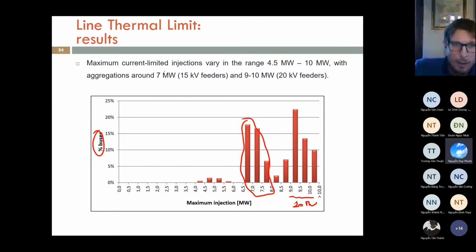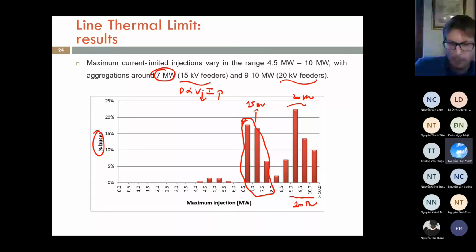Why at 7 megawatt? Because it depends on the voltage level of the feeder, because you know that the power is proportional to V times I. So with the same power, if you decrease the voltage, you increase the current. This feeder here is at 15 kV, this one here is at 20 kV. So the lower the voltage level, the lower the power that you can inject in the power system. So to host distributed generators, it is better to have higher voltage in distribution networks.